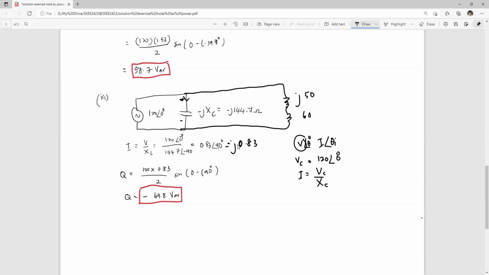So you have already obtained the voltage and the current. From that, you can directly calculate the reactive power of the capacitor: 120 multiplied by 0.83 over 2, multiplied by sine of negative 90 degrees. Automatically you will get negative 49.8 var. So that is the solution for question number 3.